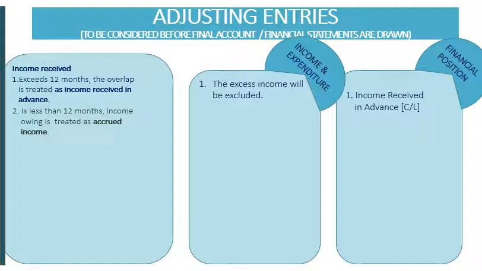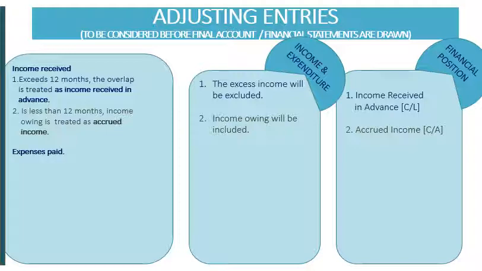Where income received is less than 12 months, income owing is treated as accrued income. In the income and expenditure, the income owing will be included, while in the statement of financial position, it will be accrued income treated as a current asset.